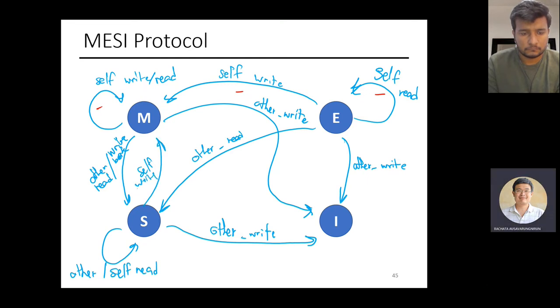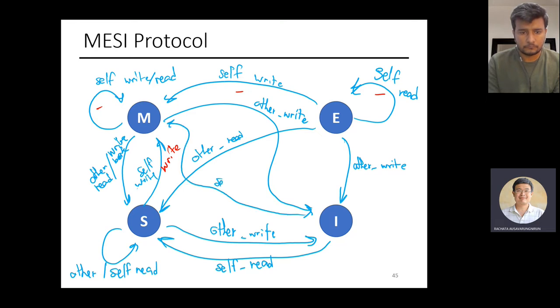And if I move to modify, I need to issue the signal to say I write to the data in the Snoopy bus, because you need to inform everyone else. If I'm in the invalid state and I read, I would have to transition to the share state because I will have the most updated version of the data now. If I write to the data, I would transition to the modify.